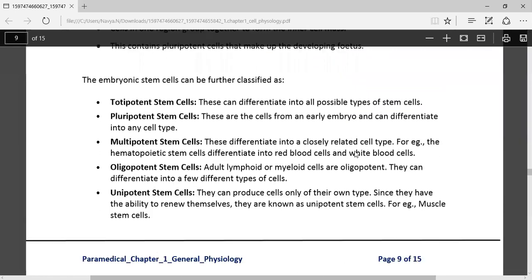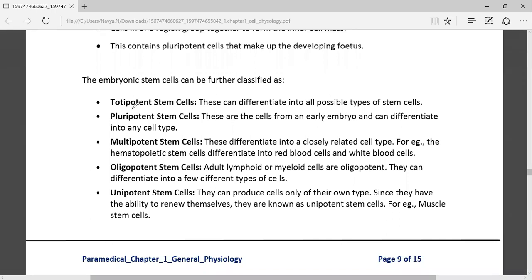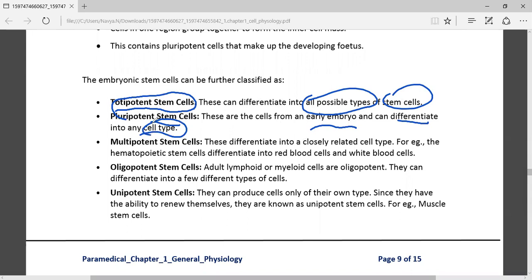The major classification here begins with the pluripotent stem cells. They can differentiate into all the possible types of cells. These pluripotent stem cells come from the early embryo, and they can be differentiated into any cell type.